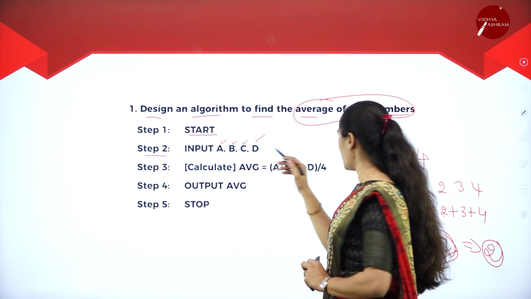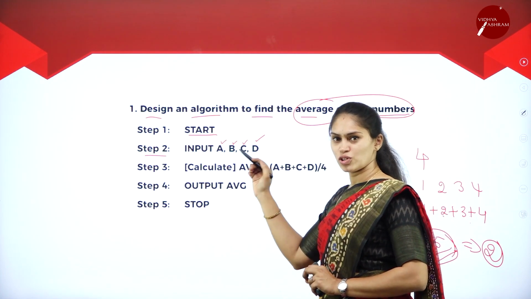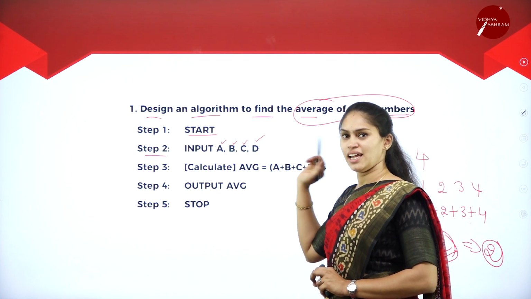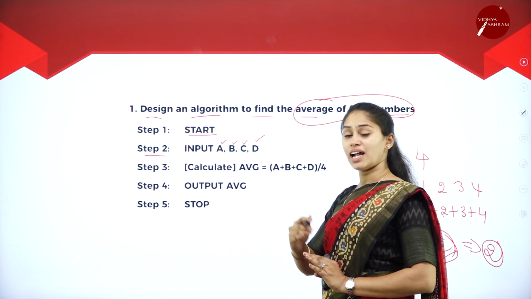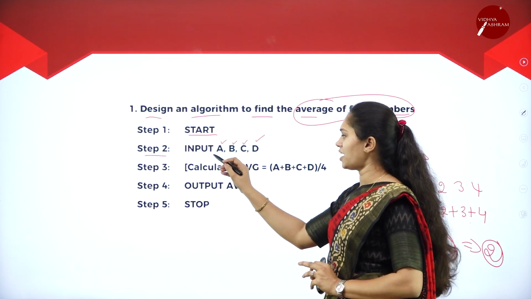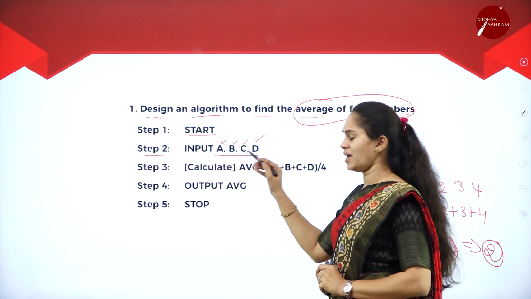So in A, I am going to store 1. In B, I am going to store 2. In C, 3. And in D, 4. Okay, so that will be the value. So value is different and variable is different. Here we are taking the variables, that is A, B, C, D.